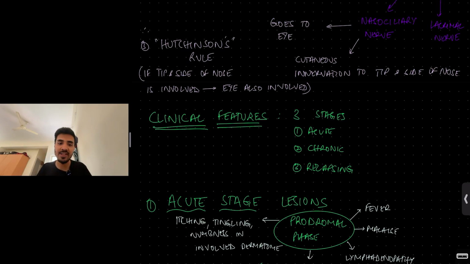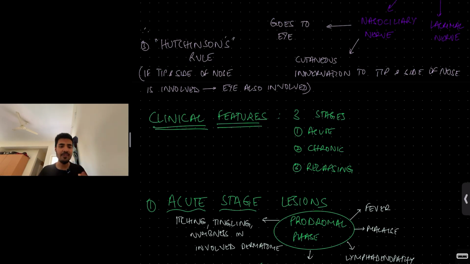It gives cutaneous innervation. So let's say there are cutaneous lesions on the tip of the nose and the lateral part of the nose. So something has descended along the nasociliary nerve, so we can say that it has also caused lesions in the eye. This is known as Hutchinson's rule. If you see skin lesions on the tip of the nose and on the side of the nose, then you can automatically assume that there is ocular involvement also. So these are the general features.